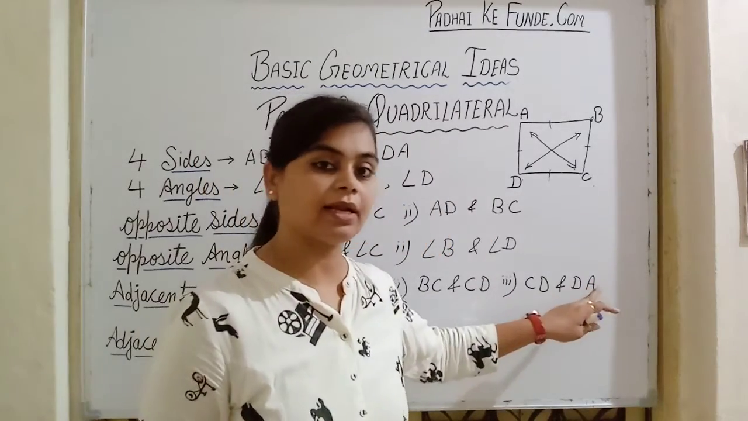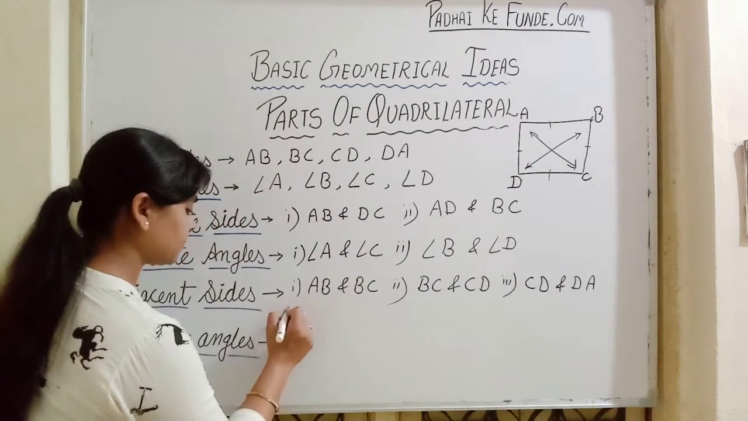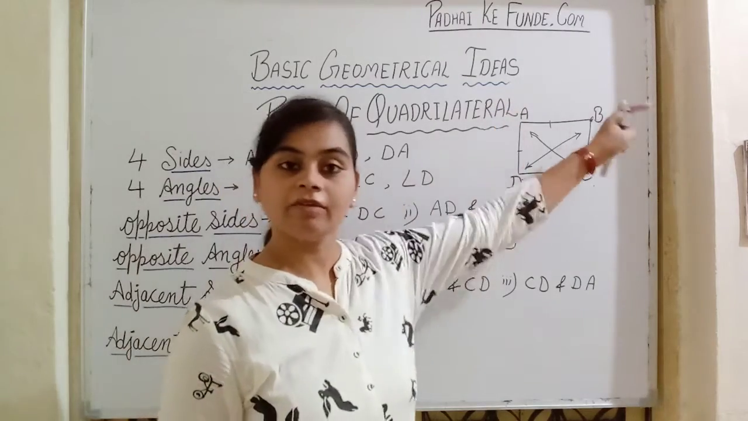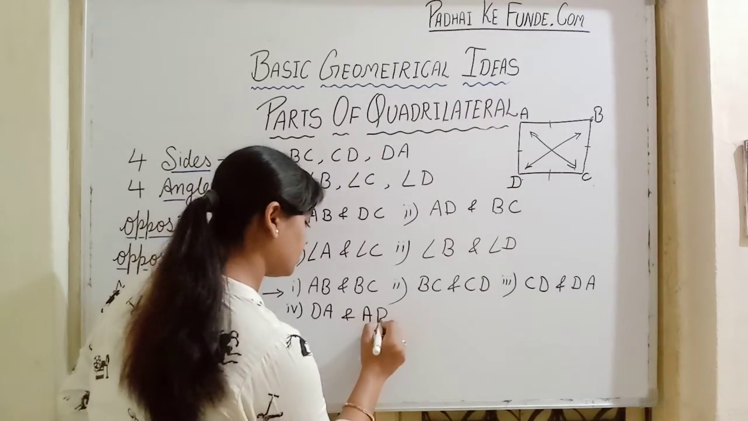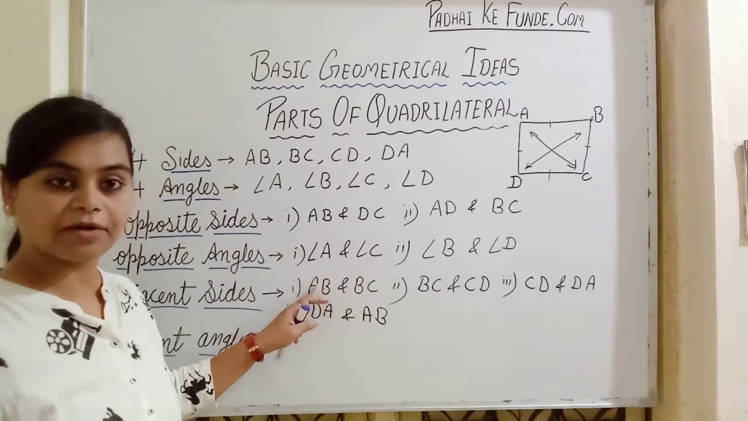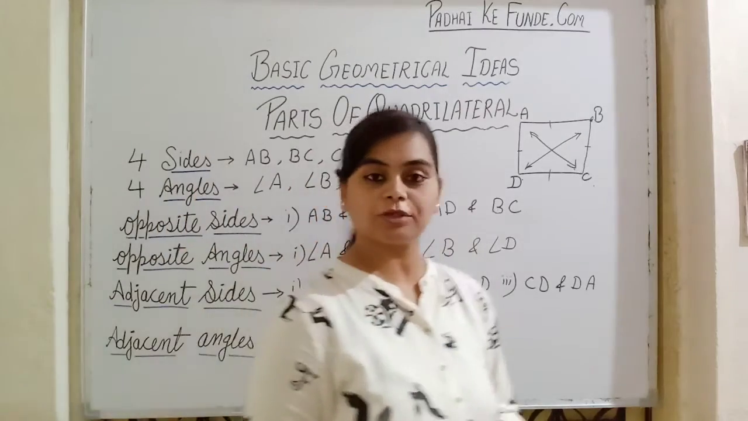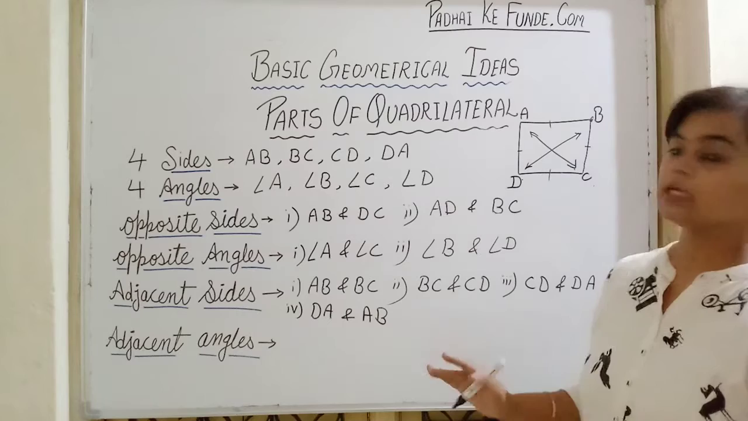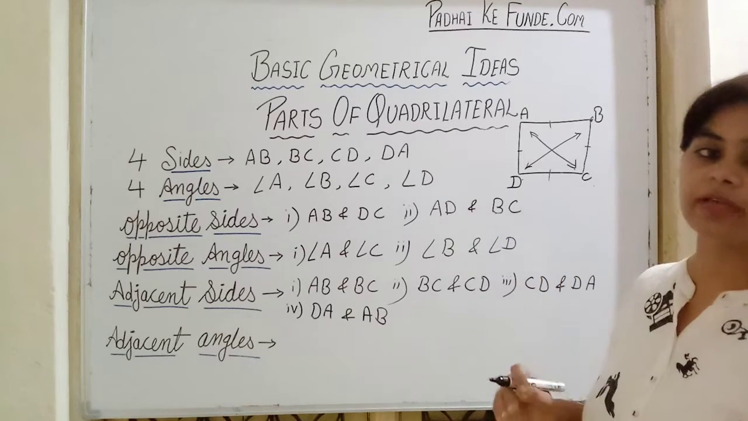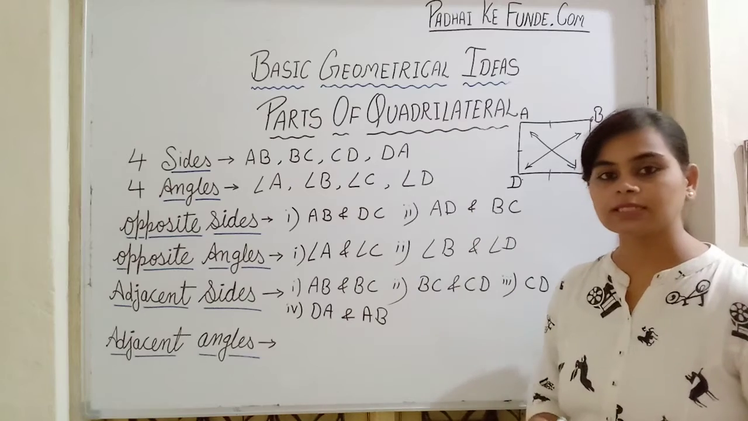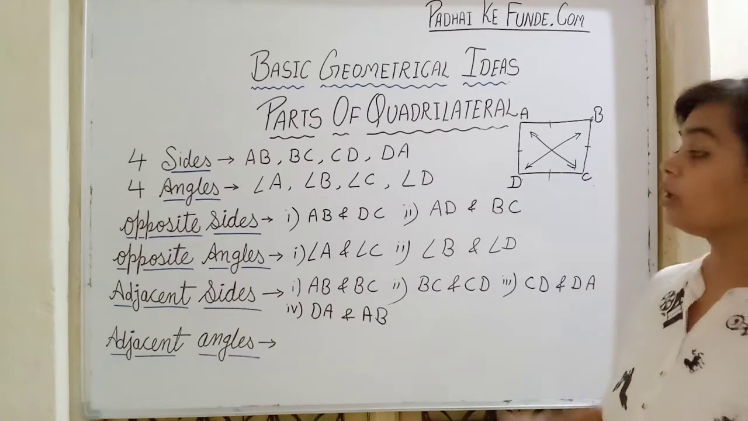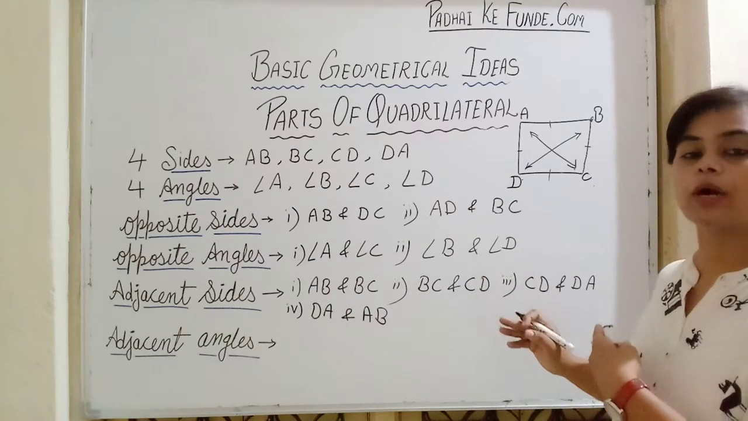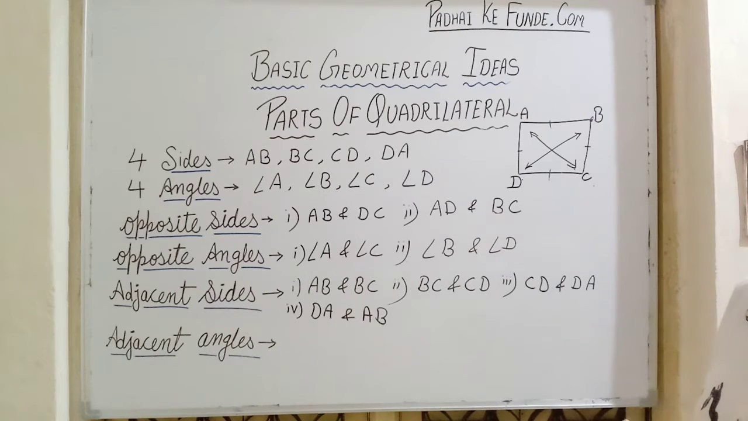I finished the third pair at DA, so the fourth I will start from DA. That is DA and next to DA I have AB. That means all 4 pairs of adjacent sides are completed here. This will be used in questions: a figure will be given to you and they will ask you to write all the pairs of opposite sides and opposite angles, or all the pairs of adjacent sides and adjacent angles. So this process will help you out in naming all the pairs.